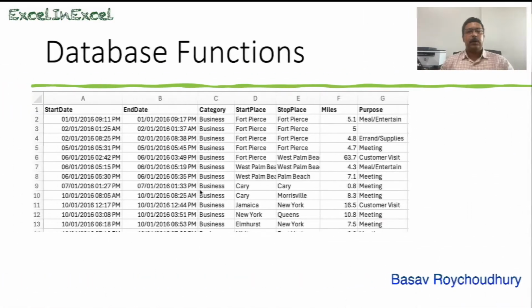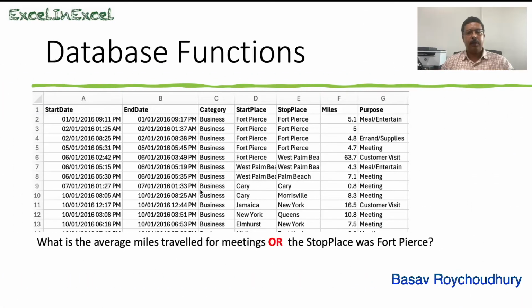So let's get another question now. This time what we are saying is that the average miles traveled should be for meeting, or that the stop place was Fort Pierce. So now what we are doing is we are looking at either the purpose is meeting or the stop place is Fort Pierce. So these are the two fields now that we are putting our magnifying glasses onto.